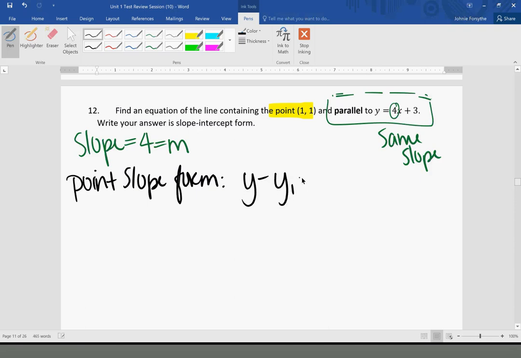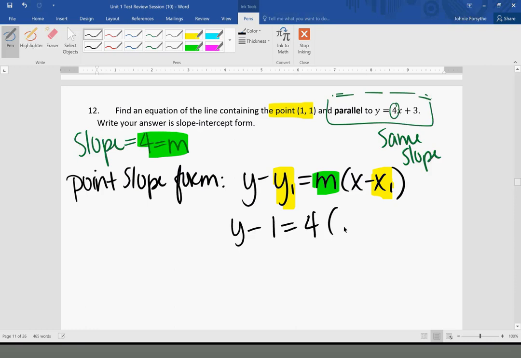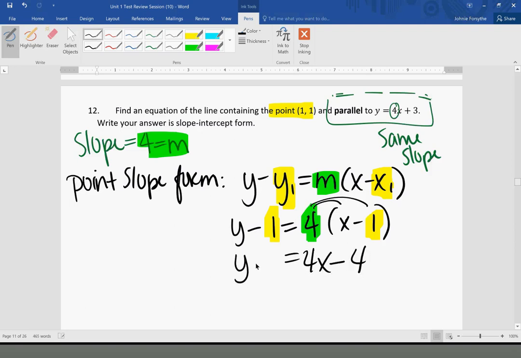is y minus y1 equals m times x minus x1. So x1 and y1 are going to come from our point, and then the slope m is going to be 4. So we have y minus 1 equals 4 times x minus 1. There's our slope. That's our x1 and y1. So now we're going to distribute this 4. So we have 4x minus 4. So y minus 1 equals 4x minus 4.